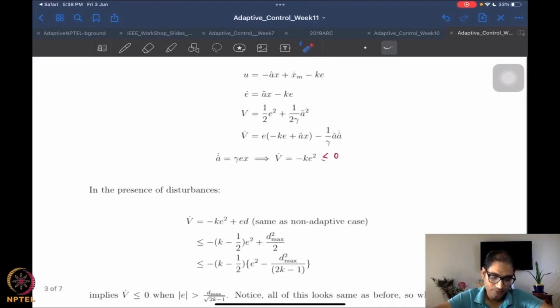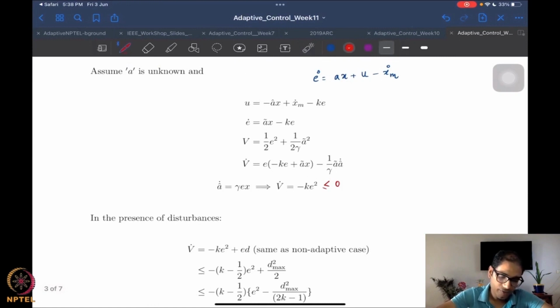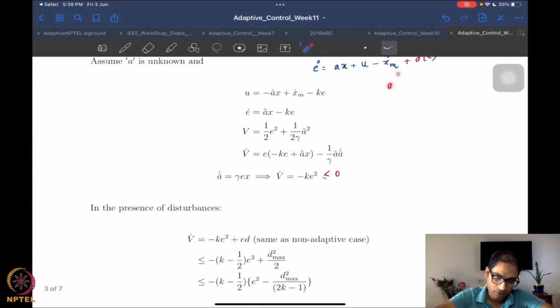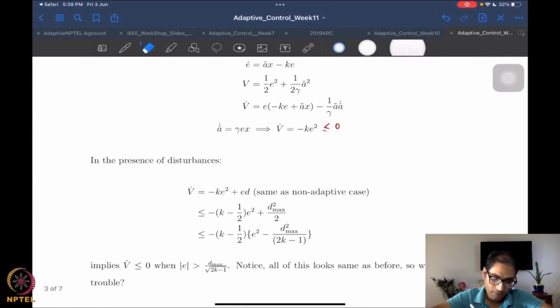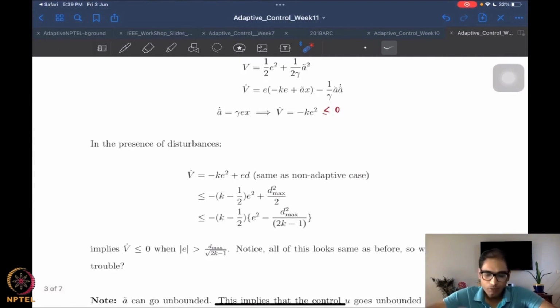Excellent. Now, what happens in the presence of uncertainties? In the presence of uncertainties, your e dynamics will have plus d of t, and that will propagate all through. So simply stated, your V dot will have minus k e squared plus e times d. Again, you will get the same V dot as the non-adaptive case. Even with the disturbance, nothing changes because I didn't change the control, I didn't change the adaptive law, I changed nothing. The only thing that changes is the Lyapunov analysis, because I cannot change anything since I have no knowledge of the disturbance. So there's no question of changing anything. All right. So great. I have this V dot, and now I continue my analysis.